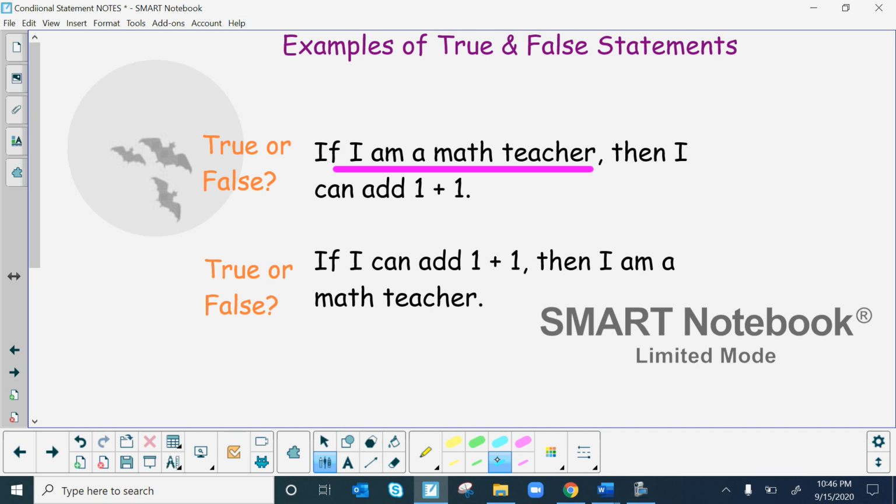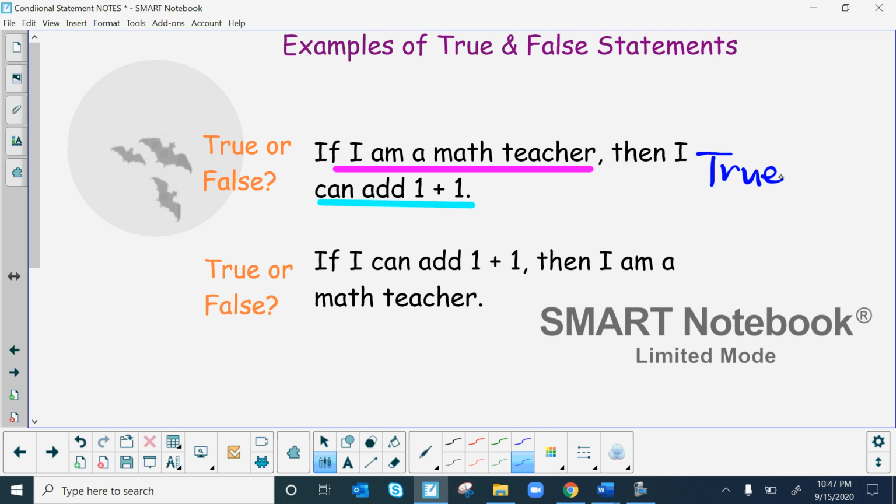Can you find me a math teacher that cannot add 1 + 1? If we are dealing with a math teacher here, you would probably never find one that cannot add 1 + 1. Therefore, this is a true statement. I cannot come up with a counterexample in which it fulfills the hypothesis, meaning this person is a math teacher, but does not fulfill the conclusion. So that has to be a true statement.